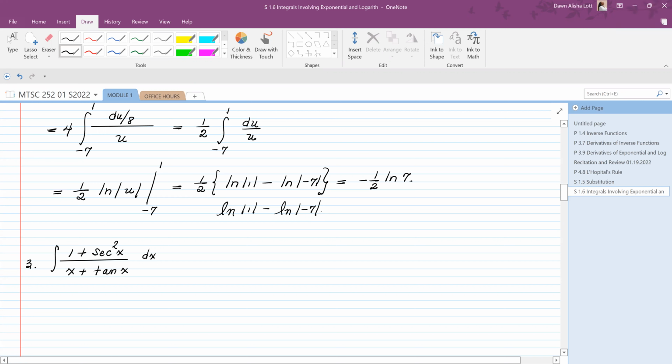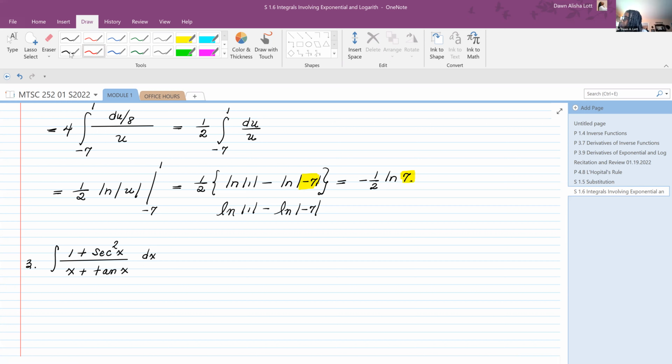Now I understand what it's saying, but when you subtract it, how do you get ln 7? Oh, because this is absolute value, and the absolute value of -7 is 7. So the ln of 1 doesn't matter. Okay, that's important. By definition, we have the natural log of 1 is equal to 0.